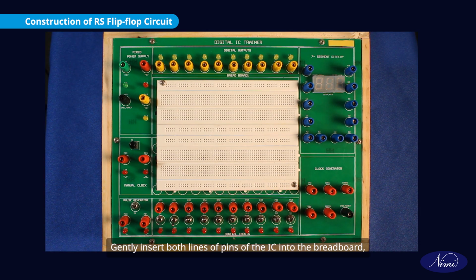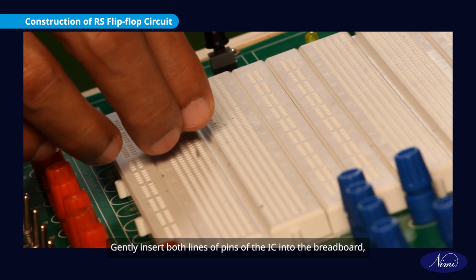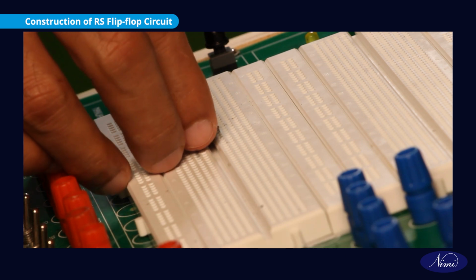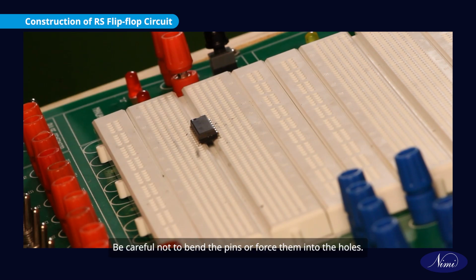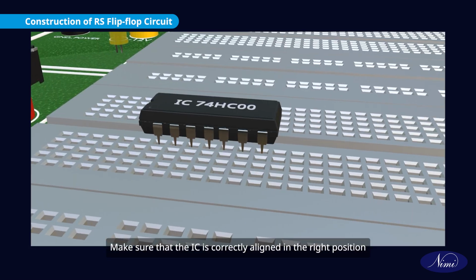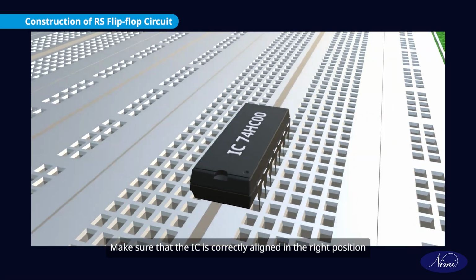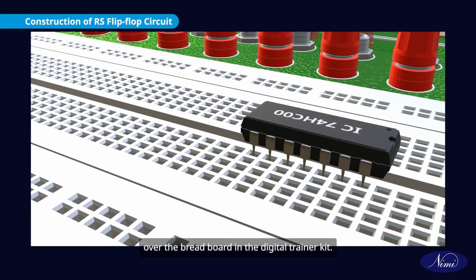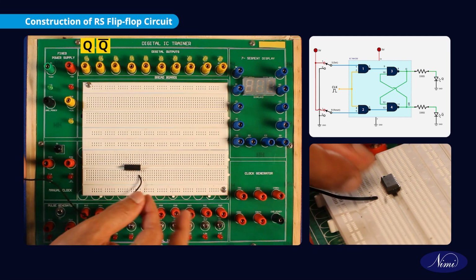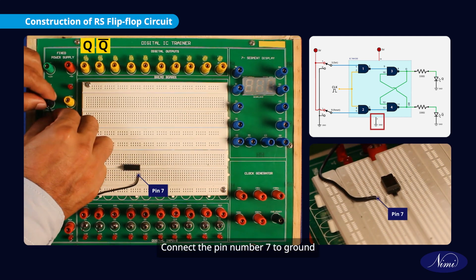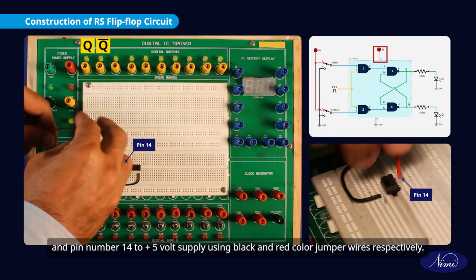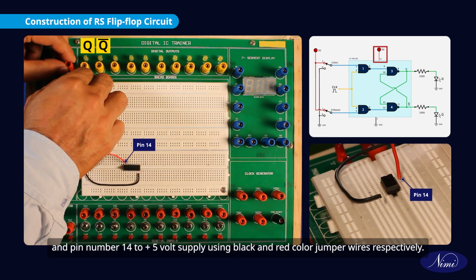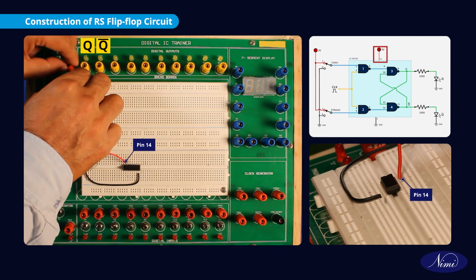Gently insert both the lines of pins of the IC into the breadboard, ensuring that each pin goes into a separate hole. Be careful not to bend the pins or force them into the holes. Make sure that the IC is correctly aligned in the right position over the breadboard in the digital trainer kit. Connect the pin number 7 to ground and pin number 14 to plus 5 volt supply using black and red color jumper wires respectively.